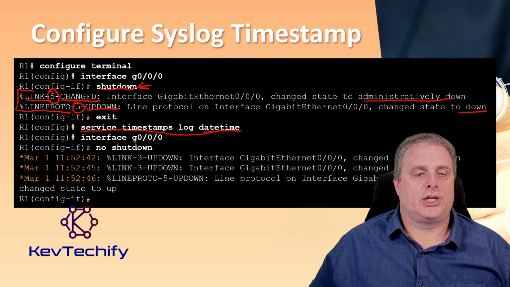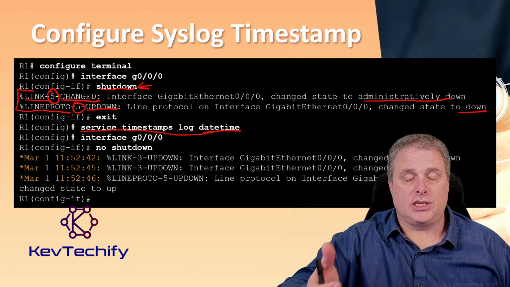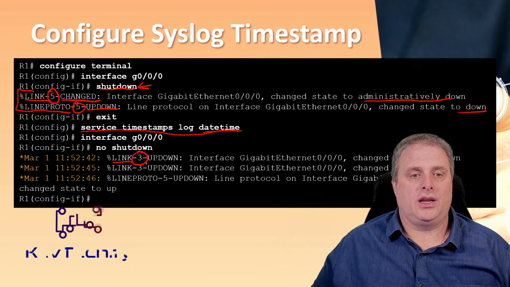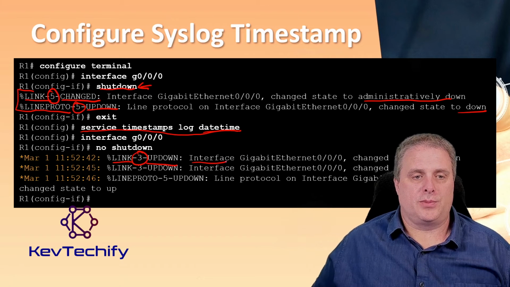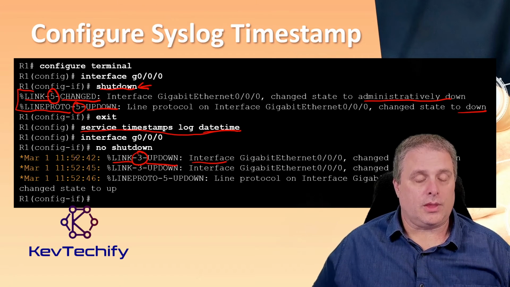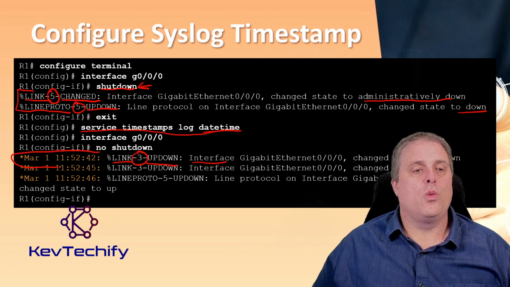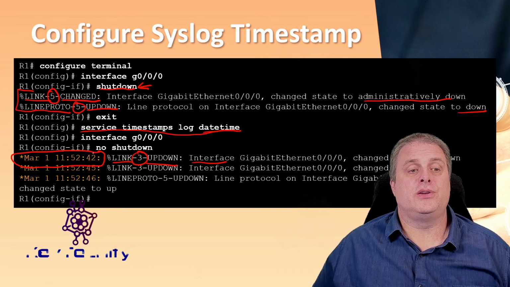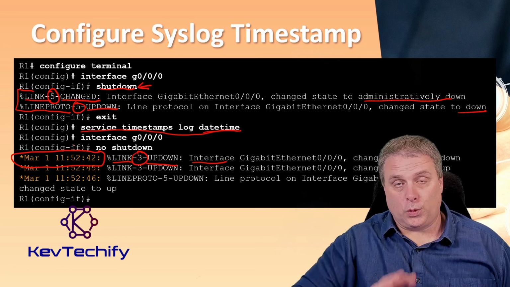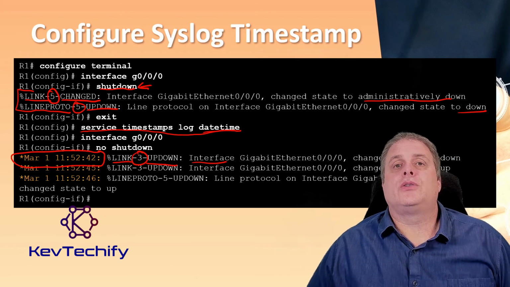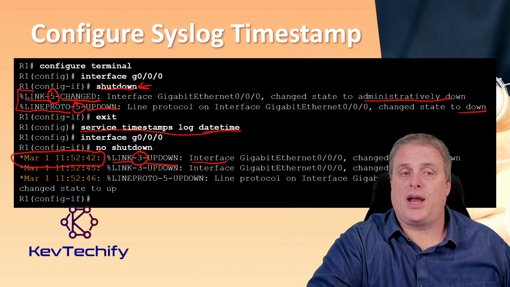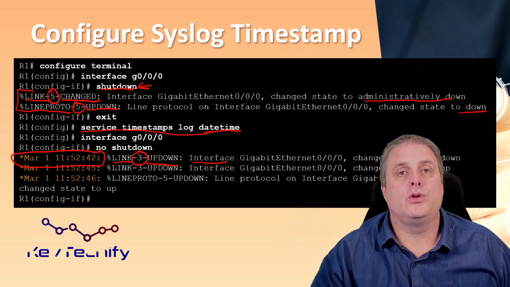It turns those timestamps on for our syslogs. Let's go ahead and shut down another interface. So we go into gig 0/0 here. We do a no shutdown. So we make the changes. We get our facility. We get our severity. We get the mnemonic, and then what happened, the description. We get that 3 different times. But the big thing here is we know when this happened. This happened on March 1st at 11:52:42. We know exactly when it happened. That'll allow us to troubleshoot and identify what problems were happening. Once again, best practice here, turn on your timestamps on your syslog so you know when things are happening.